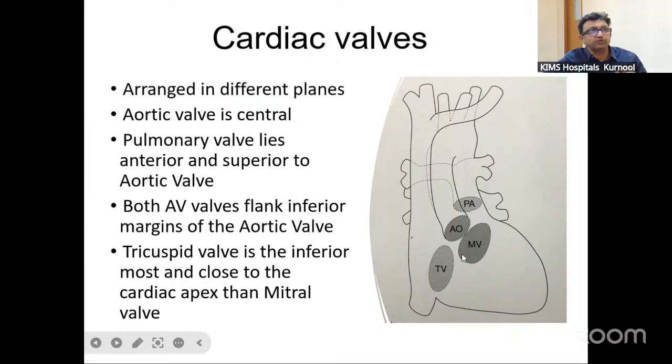Okay, aortic valve. And the tricuspid valve is the inferior-most valve, closer to the cardiac apex compared to the mitral valve. So the two AV valves are not lying side by side. A tricuspid valve is inferior and closer to the apex compared to the mitral valve. That helps us in differentiating the tricuspid valve from the mitral valve.